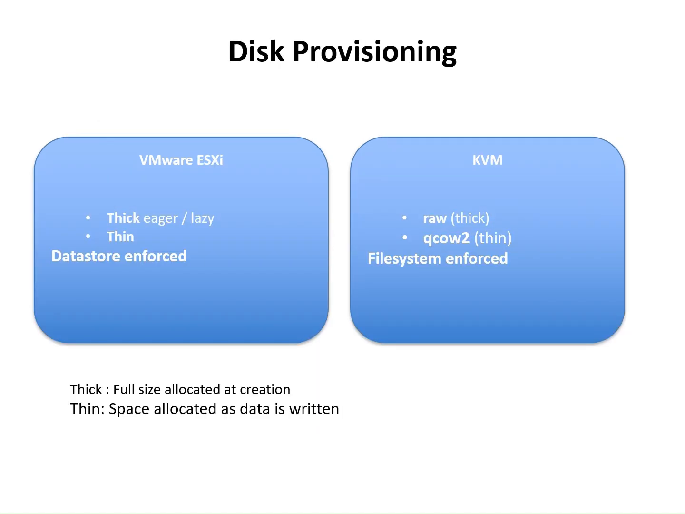Before talking about disk provisioning and comparing VMware and KVM, let's quickly align on terminology. Thick provisioning means a full disk size is allocated on the data store at creation, either eagerly or lazily zeroed. Thin provisioning means space is consumed only as data is written, up to a defined maximum size. Both models exist in VMware and in KVM, but they're enforced very differently.